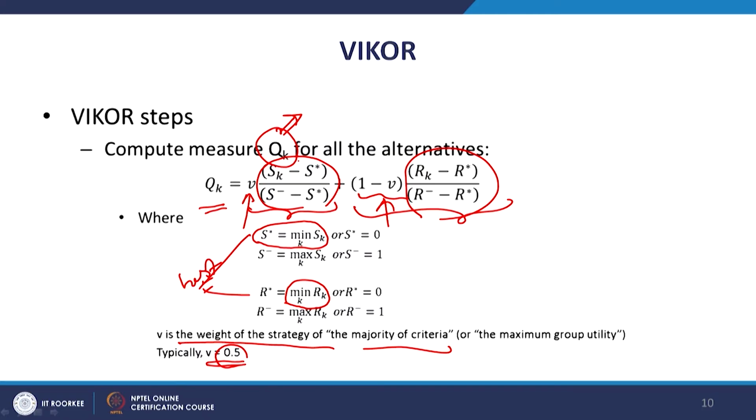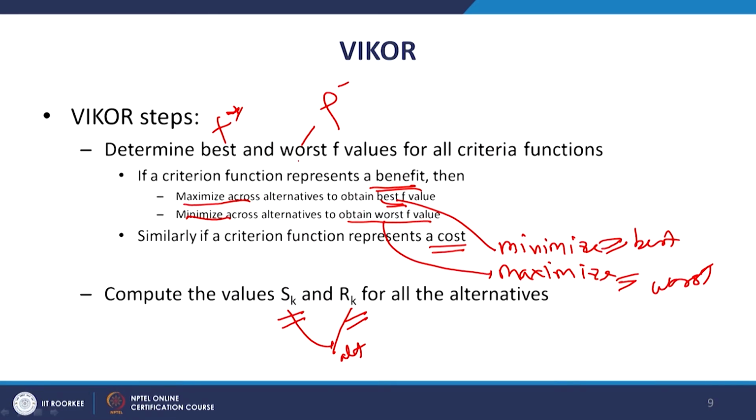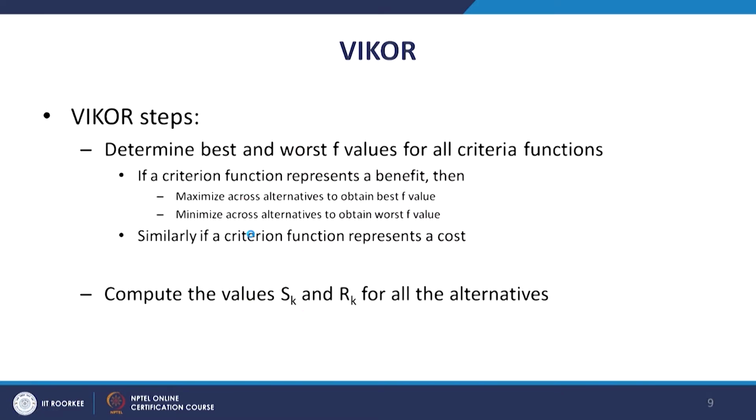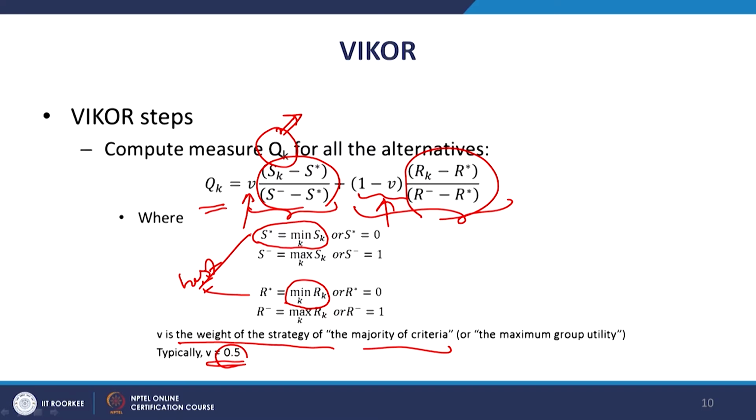We are trying to balance the two aspects that we talked about: maximum group utility versus minimum individual regret. This is exactly what is being represented in this expression. Through this weight, which determines the relative importance of maximum group utility and minimum individual regret, we are trying to balance this out and produce a metric here.